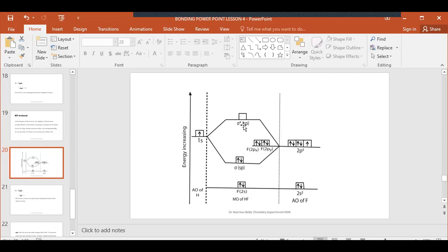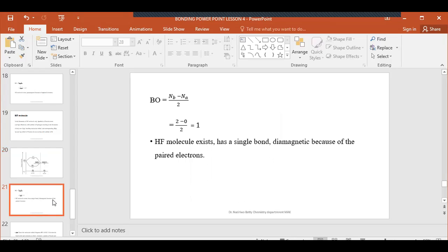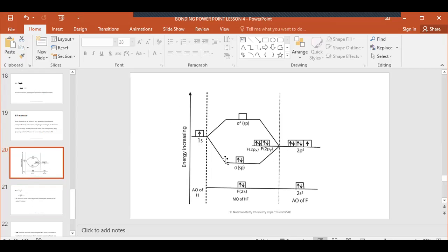Therefore, the bond order will be calculated using these 2, which is 2 minus 0 over 2, and the answer is 1. Therefore, hydrogen fluoride exists. It has a single bond, and it is diamagnetic because of the presence of paired electrons. When you look at the molecular orbital diagram, it has paired electrons in the sigma molecular orbital.